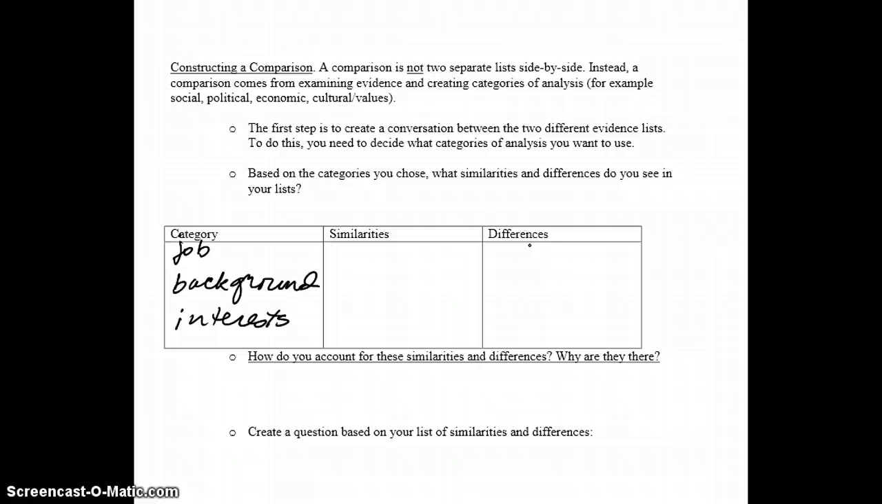Okay, now, so we've constructed some points of similarity and dissimilarity here. And the next step is trying to make sense of these similarities and differences. Why are they there? Well, we're different people. That's not writing so well, but you get my point. We're different people. People by definition are different. But I think the next step is to create a question that is based upon our similarities and differences.